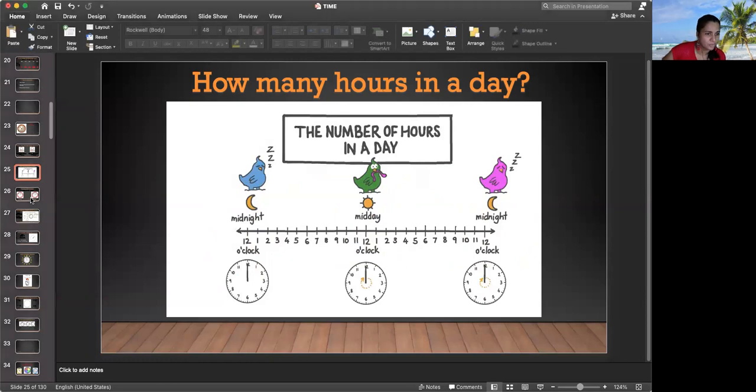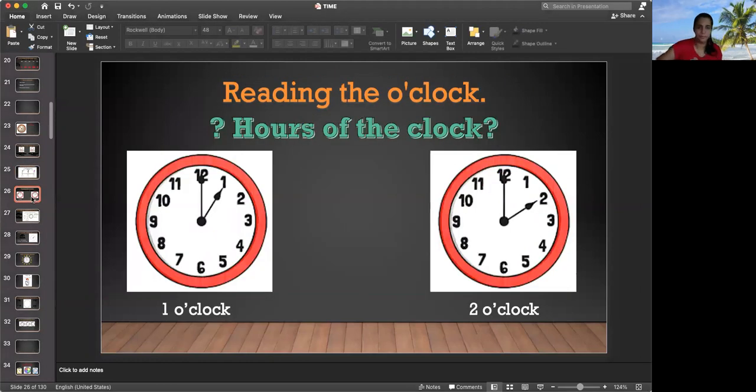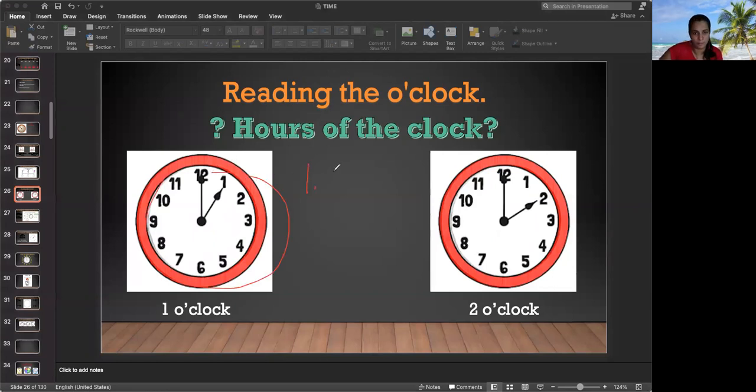Okay, let's move on to this. Say, for example, reading the clock here. Hours of the clock. When you have a clock here and we look at this, we'll say immediately, oh, this is 1 o'clock. So we can write this as 1, put a dot, and if it's in the afternoon, we would say PM, or if it's in the morning, we would say AM. We can write it digitally like this, or we can write it out in words, 1 o'clock.